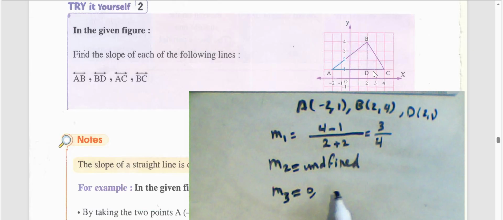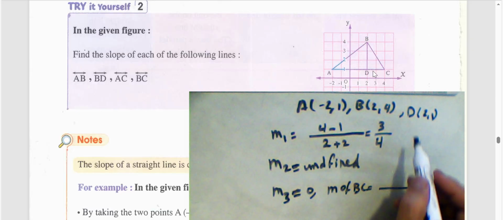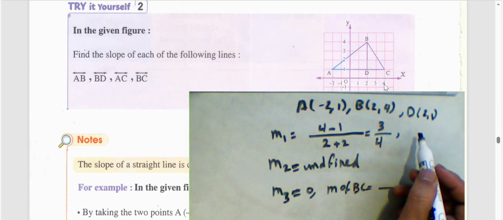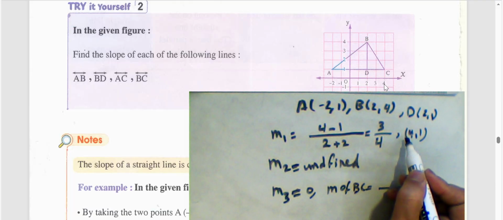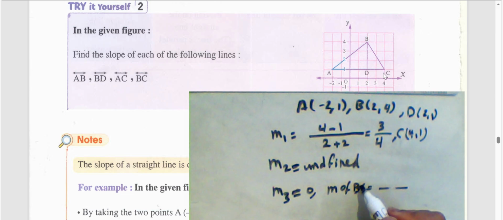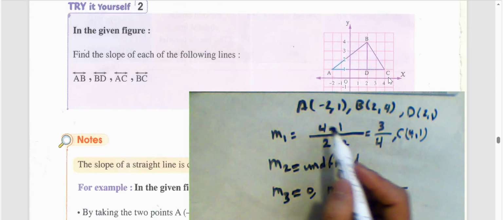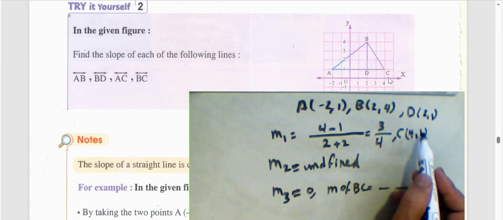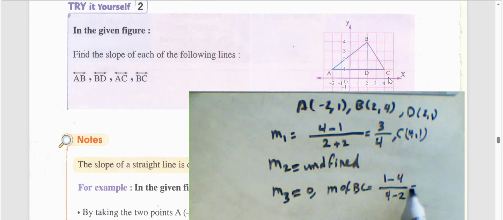And the slope of BC. We have point C at 4 and 1. Then the slope of BC, we have B and C. B was 2 and 4 and C is 4 and 1. We can write 1 minus 4 over 4 minus 2. 1 minus 4 is -3 and 4 minus 2 equals 2. Then the slope will be -3 over 2. It's the slope of BC. It is negative because the straight line here decreases.